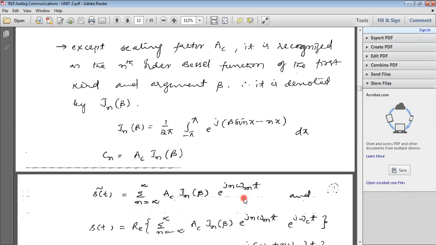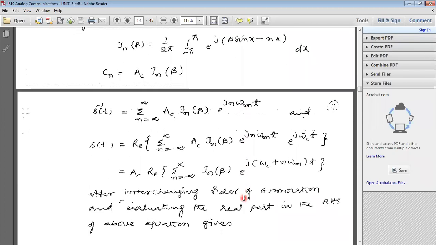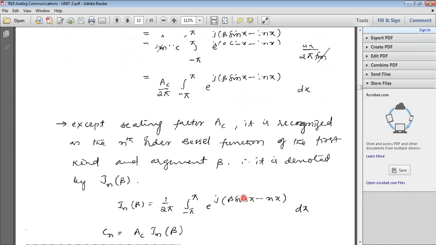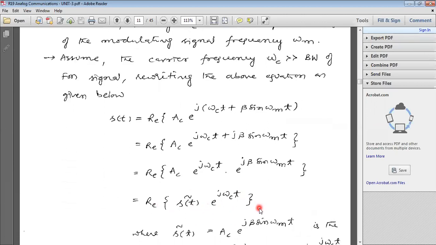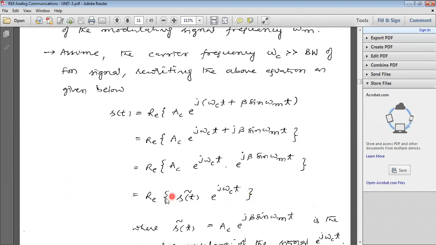Now what is our aim? Our aim is the calculation of the original signal, that is the wideband frequency modulated signal. Already you wrote the top S of t. Here you have equation number 1. What is equation number 1? S of t equal to the real part of the complex envelope of S of t into e power j omega ct. Now at this place, S cap of t, that is the S envelope of t, you substitute the value. Then you get S of t.